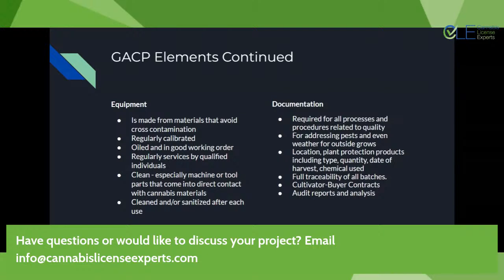You're going to want to ensure traceability of all your batches. This is a big one where a lot of people do think that they have that process in place. Run a dry audit within your operation and make sure you can trace that back. Traceability is highly important, especially when dealing with something that is considered medicinal. And then you're also going to want to review and document all of your cultivator and buyer contracts and audit reports and analysis.